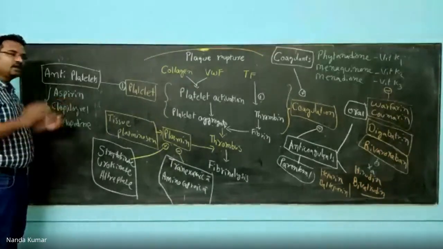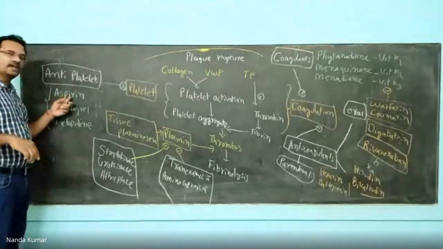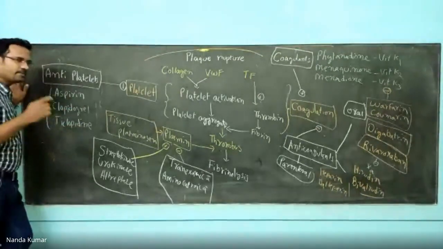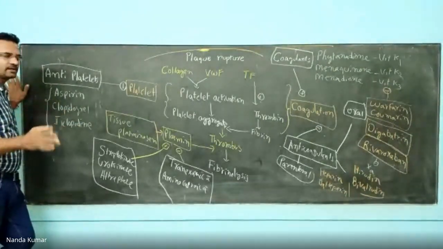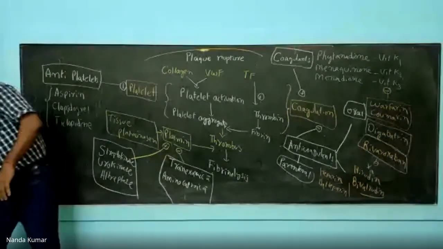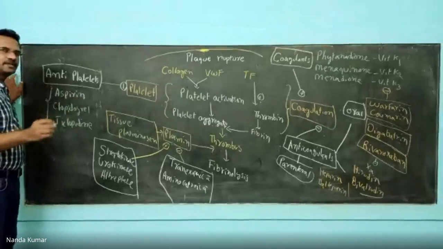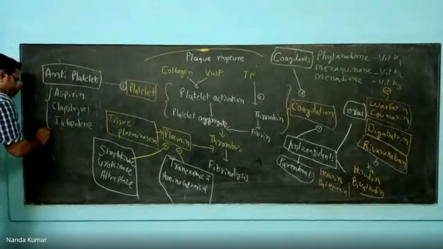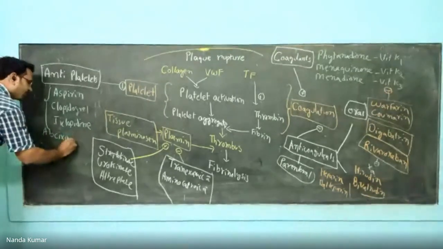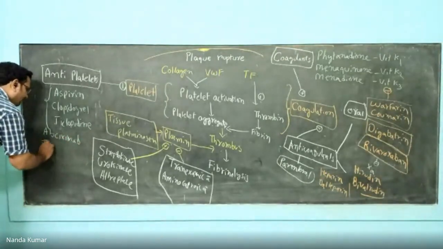Thromboxane biosynthesis is inhibited by aspirin. ADP receptors are inhibited by clopidogrel, ticlopidine, prasugrel, cangrelor, ticagrelor. After that, GP2B3A receptor activation is there. Let me write this down. The GP2B3A receptors are inhibited by drugs like abciximab, tirofiban.